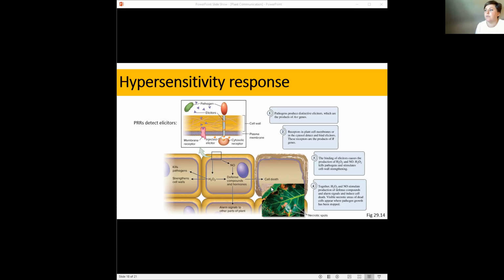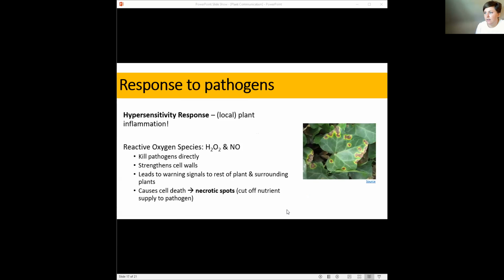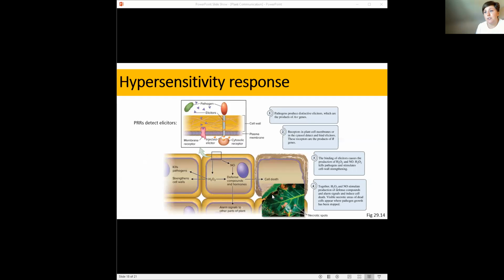If you've ever observed necrotic spots on a plant, so they're shown here on this leaf, a little closer up here on this leaf, this is what the plant is doing, essentially just killing random cells in the tissue, cells that have been exposed to pathogen, so that they can limit the spread of the pathogen through the tissue.